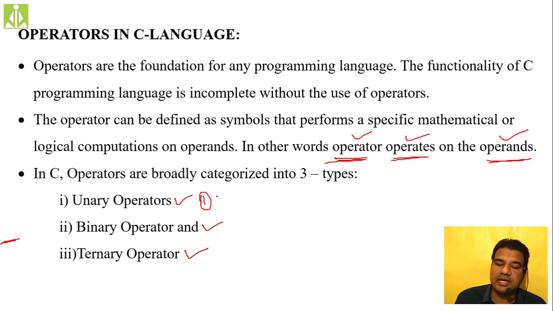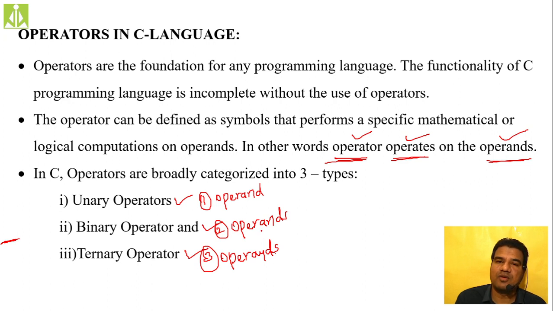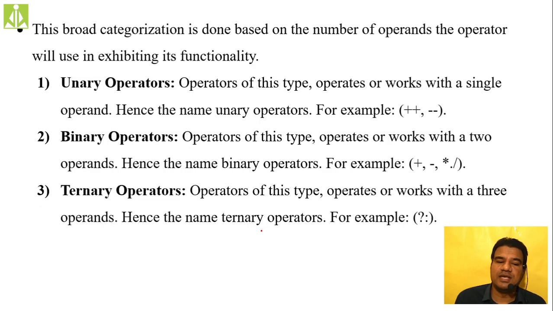One operand means it is a unary operator. Two operands means it is a binary operator. If three operands are required, then it is a ternary operator. Likewise you remember: unary operator requires only one operand, binary operator requires two operands, and ternary operator requires three operands.